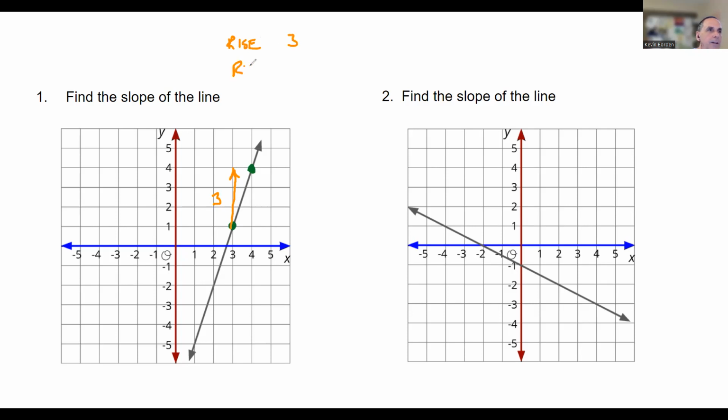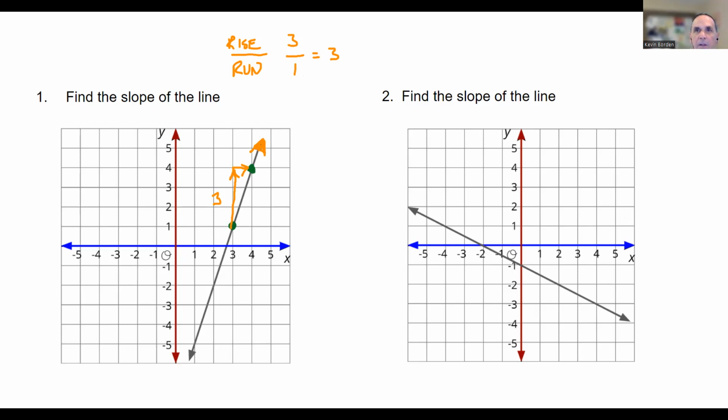And then we need to find what we call the run, or the amount that we have to go over. That's just 1. So 3 over 1, and we reduce that fraction, and that's just the number 3. So the slope of this line is 3. A line with a slope of 3 will be very steep, and notice that it's going up as we go to the right. So it makes sense that that would be a positive slope.